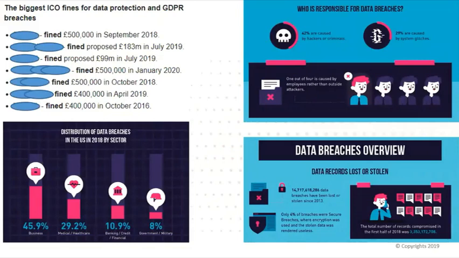Now, we have taken a stat from the United States, in 2018, which says that of the data breaches that have happened, 45.9% happened in businesses, 29.2% in medical or healthcare, 10.9% in banking or credit financials, and 8% in the government and the military. And who is exactly responsible for these types of data breaches? 20% are caused by attackers or criminals, and 29% are caused by system breaches. And lastly, we are talking about more than 14 billion data records which have been lost or stolen since 2013 onwards.